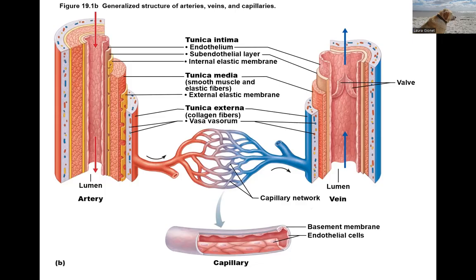So now let's look at the vein. It has a much larger lumen than an artery does. The tunica media is much thinner, and veins have valves to prevent backflow, just like in the heart.